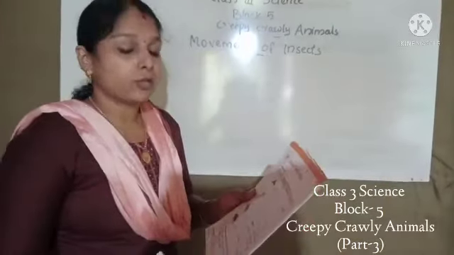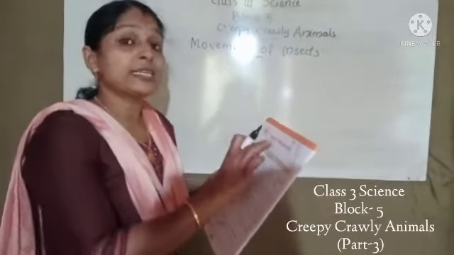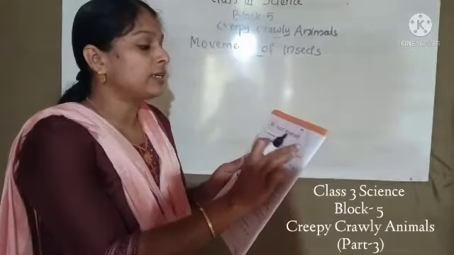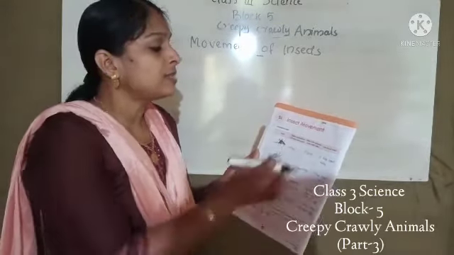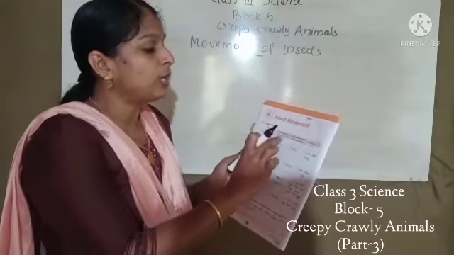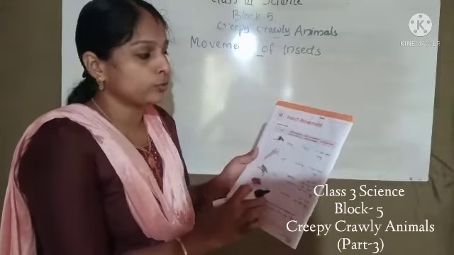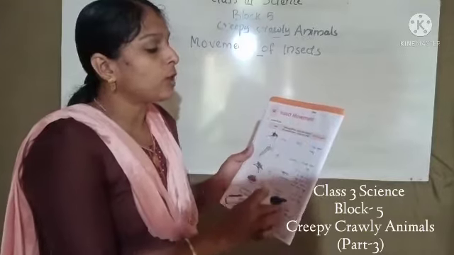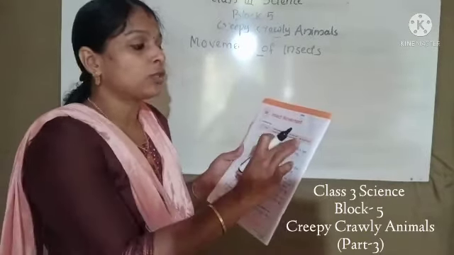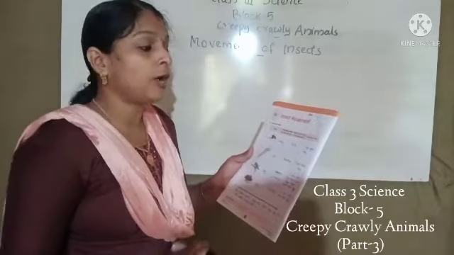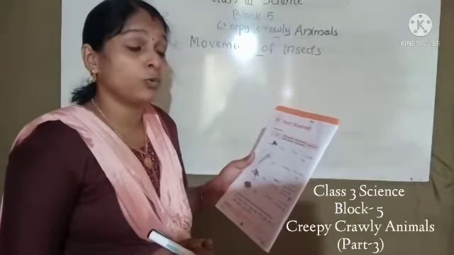So everybody take your workbook, page number 32, insect movement. Okay, so you can see one table here. In the first column we can see the picture of insects. In the second column we have to write which body parts this insect uses to move. In the third column we have to write what the movement of this insect is called. And in the fourth column, how do you know this movement?